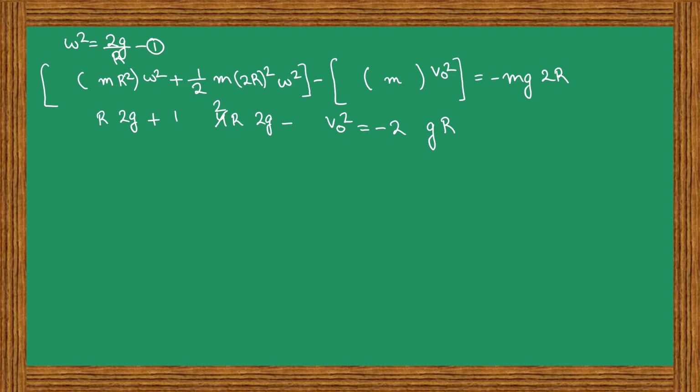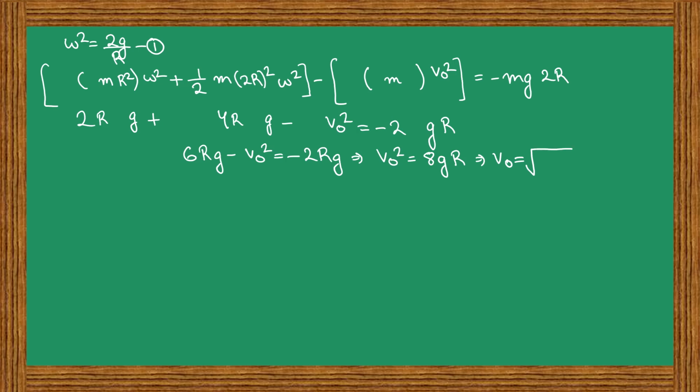So I'll be left with half, or this will become 2. Okay, 2 and 2 becomes 4. This 2 and this 2 become 4. 2 into 2 is nothing but 4. And this 2, I'll bring it forward. Okay, so 6rg minus v naught square is equal to minus 2rg, or v naught square is equal to 8rg, or gr, or v naught is equal to under root of 8g.